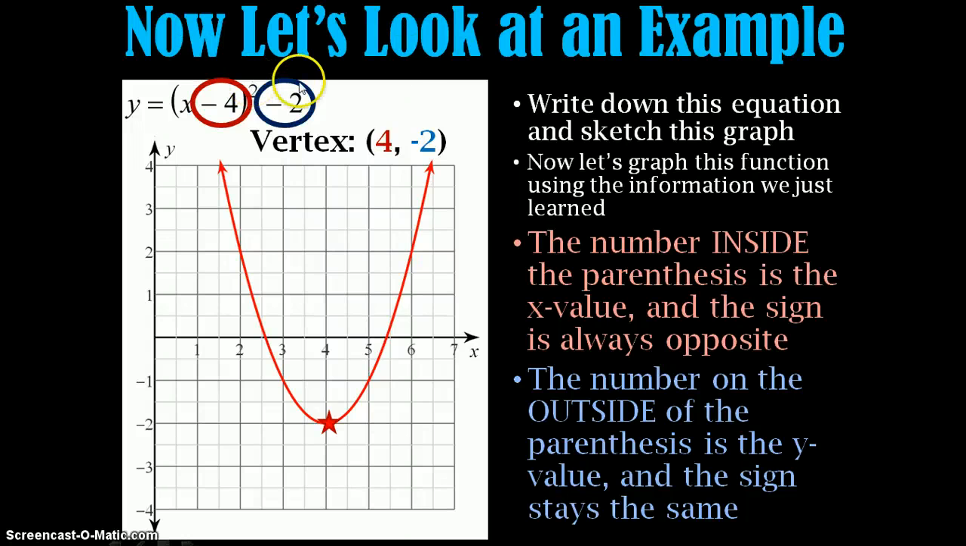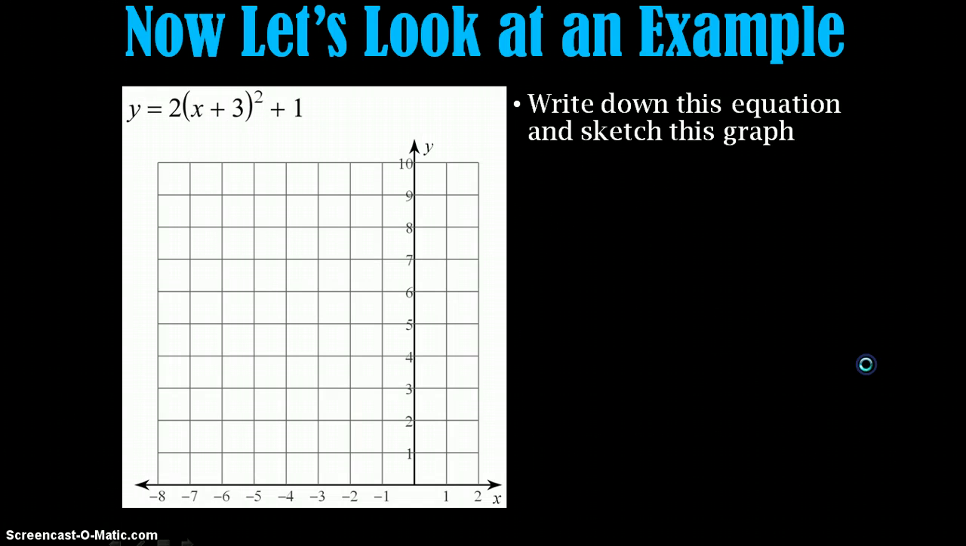Again, you need to have the equation written down, the vertex written down, this graph, and the sketch of the graph in order to get full credit. Let's look at another example. Again, write this equation down and sketch the graph real quick. If you need more time to do this, go ahead and hit pause.